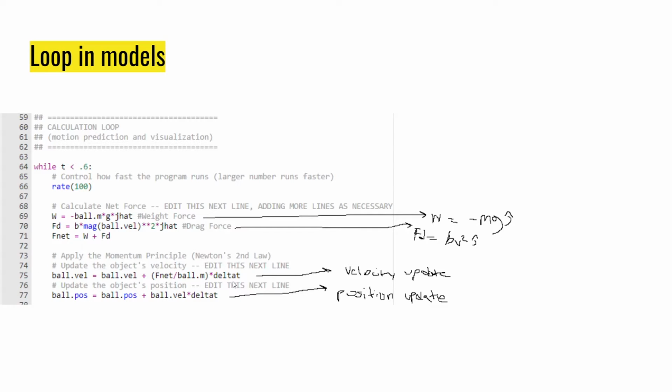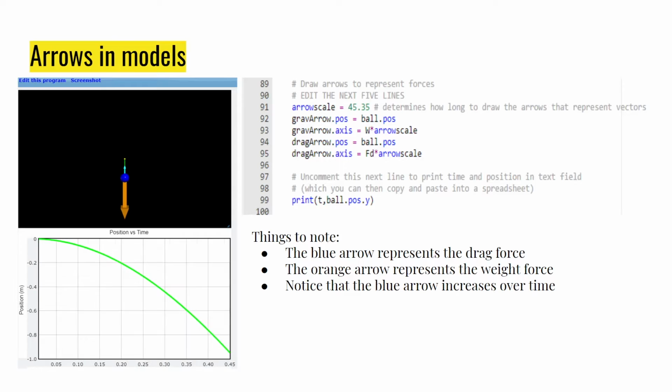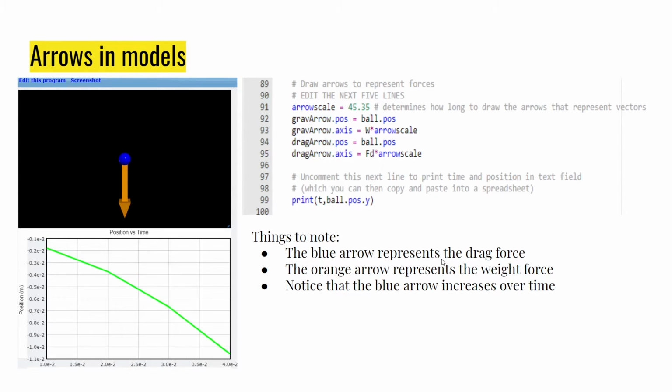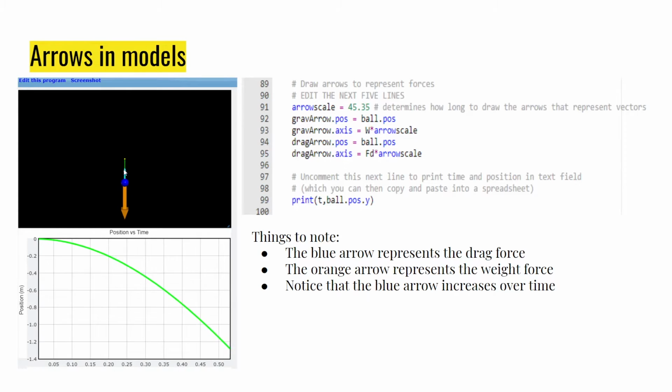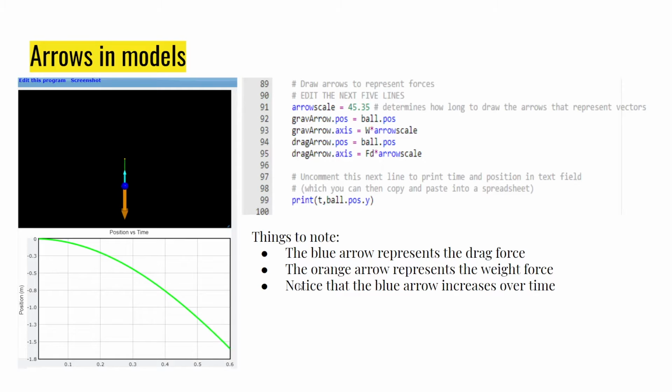Changes in velocity and position, of course, need to be reflected. For that, we use Newton's second law again, the velocity update formula shown here, and the position update formula shown here. Another thing we had to include were these arrows. They represent the magnitude of the force vectors involved. The blue arrow represents the drag force, this arrow here. The orange arrow represents the weight force, this arrow here. And if you notice, the blue arrow increases over time.